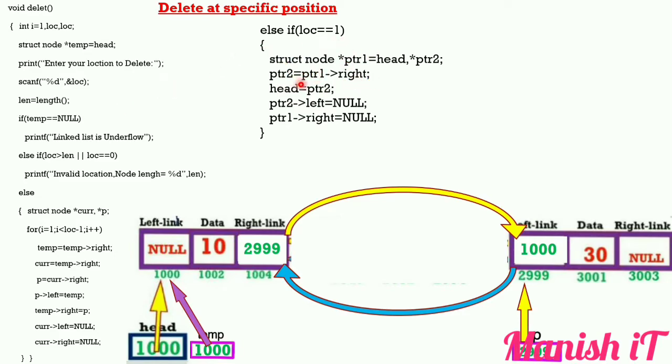In this situation we are creating two pointers, ptr1 and ptr2, with ptr1 pointing to head. After all this implementation, due to this statement our first node is deleted.